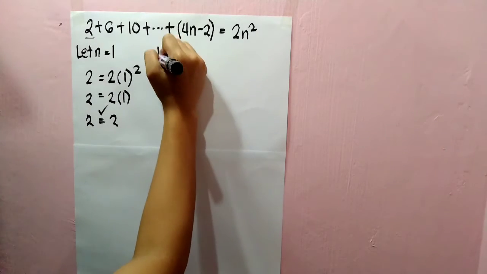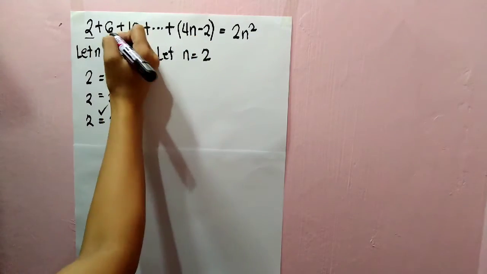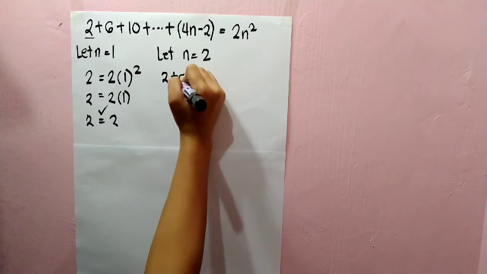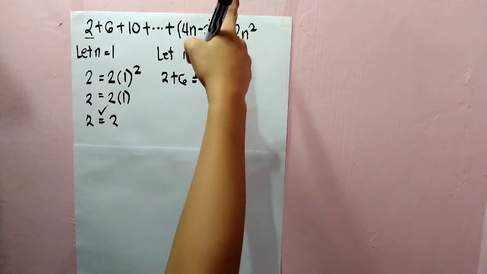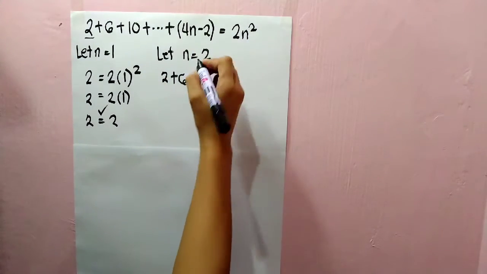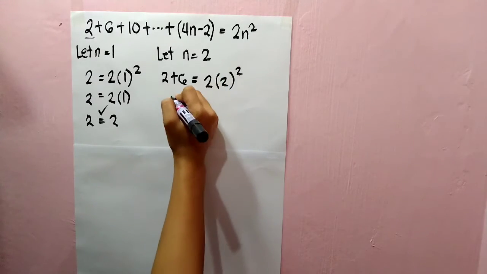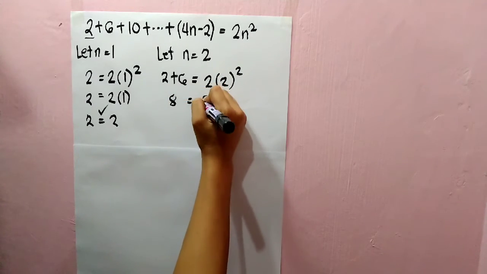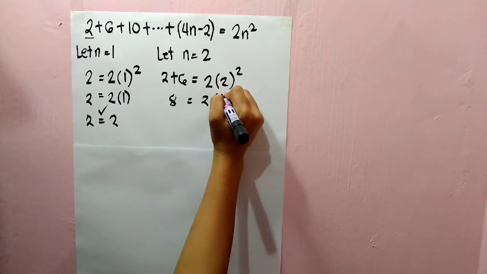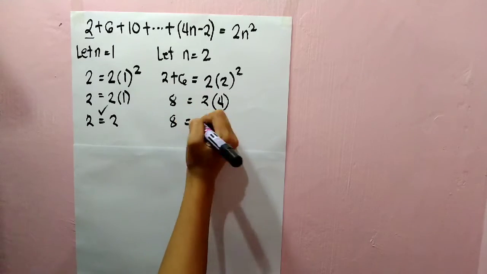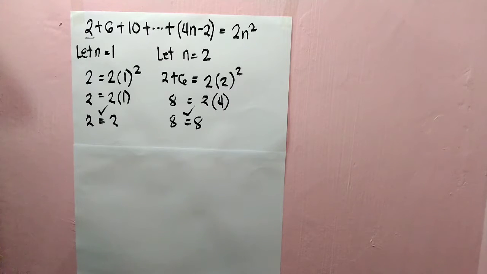So we let another n equal 2. So 2 plus 6, and substitute n to 2. We have 2 times 2 squared. So 2 plus 6, we have 8. And 2 times 2 squared, 2 squared is 4, so 8 is equal to 2 times 4 is 8. So this statement is true.